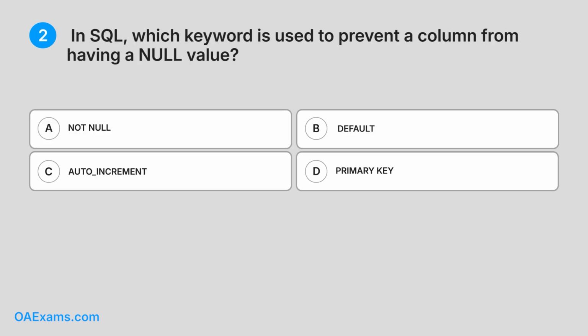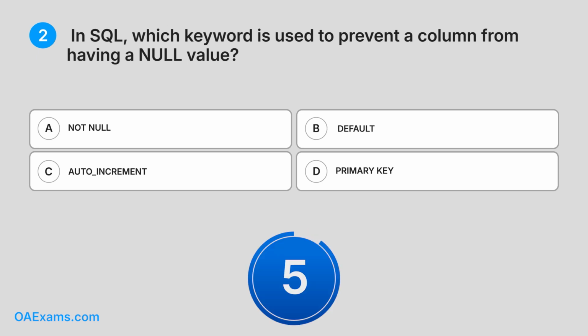2. In SQL, which keyword is used to prevent a column from having a null value? A. Not null. B. Default. C. Auto-increment. D. Primary key. Do you know the answer?